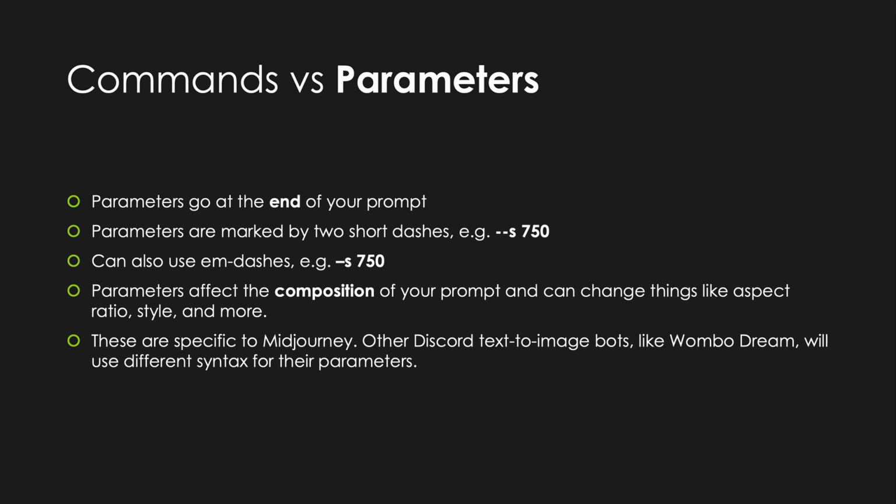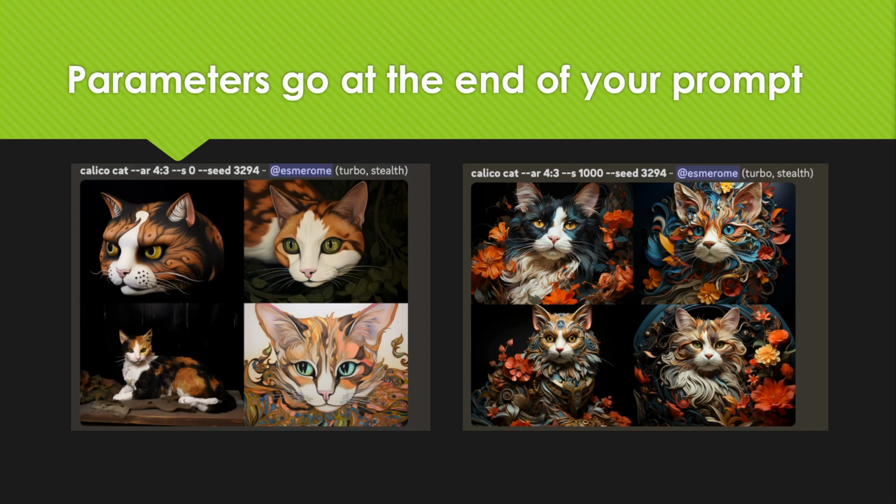Other Discord text-to-image bots like Wombo Dream will use different syntax for their parameters. I think some of them just have one dash. Some might have asterisks. I don't know which ones they use, but these types of parameters are specific to Midjourney. So parameters go at the end of your prompt.